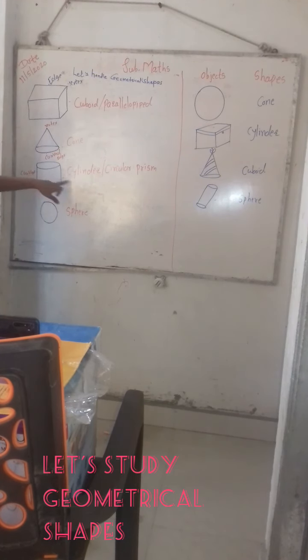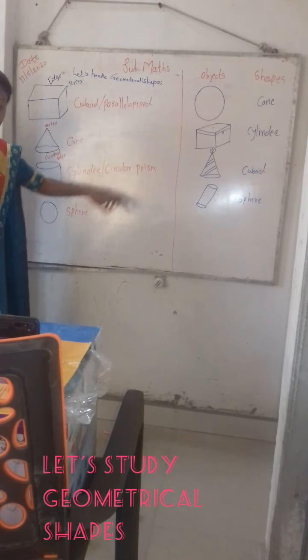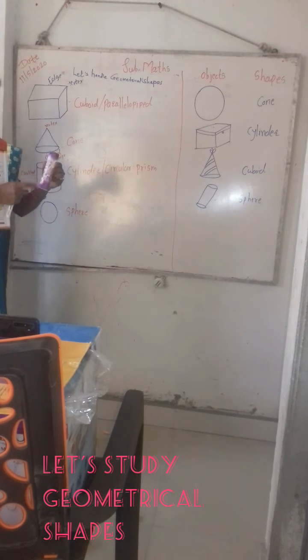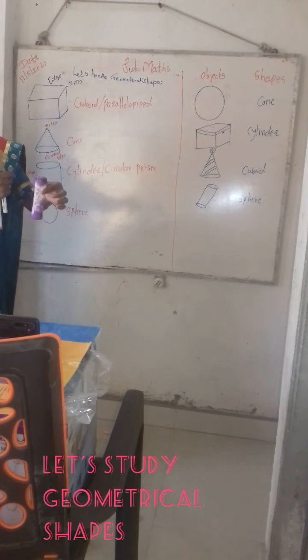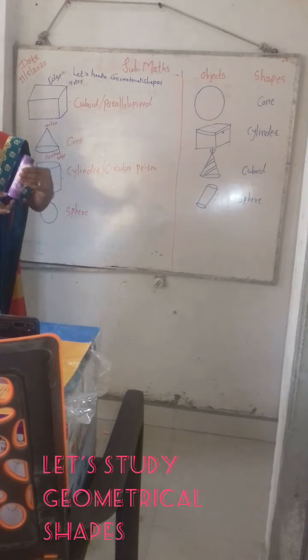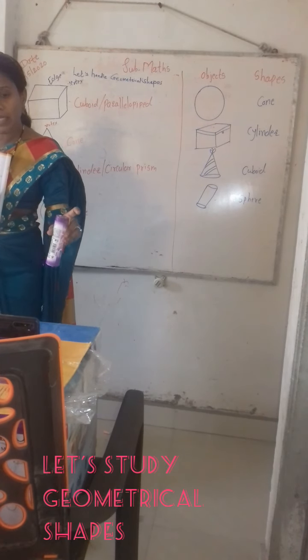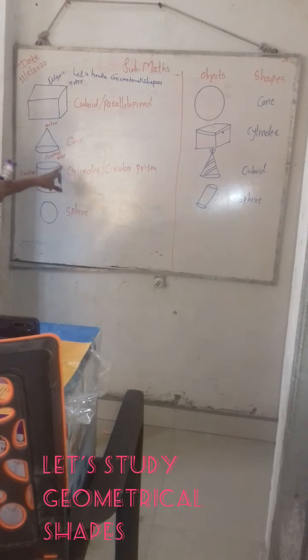Our third shape is cylinder or circular prism. See here, this powder bottle looks like a cylinder shape. It has 2 curved sides. It has a bottom face and a front side.